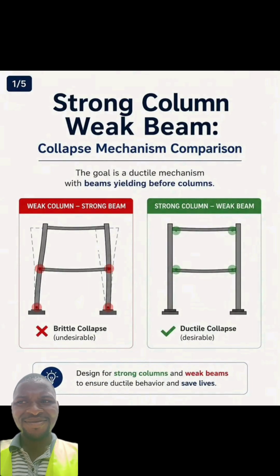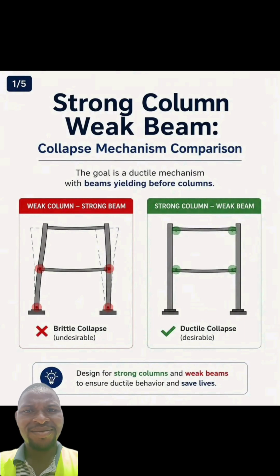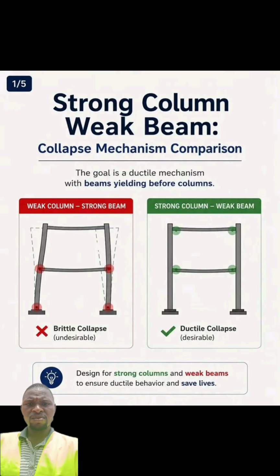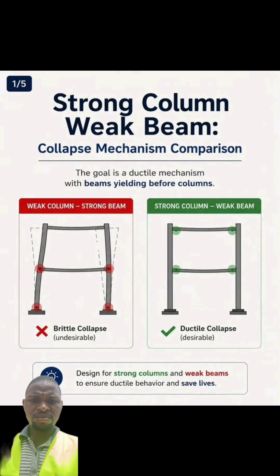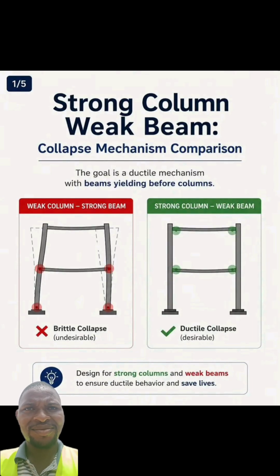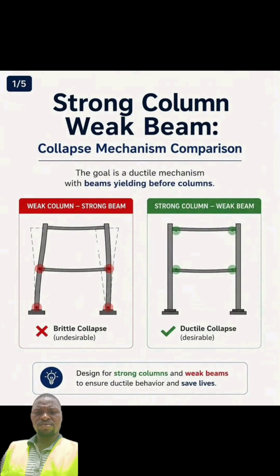So the goal is a ductile mechanism with beam yielding before the column. If you want to consider your elastic limit where you have your yield point, we want to know when a beam is yielding before the columns. So the first one, we have weak column, strong beam, and you can see how the deflection is. We have brittle collapse, which is undesirable.